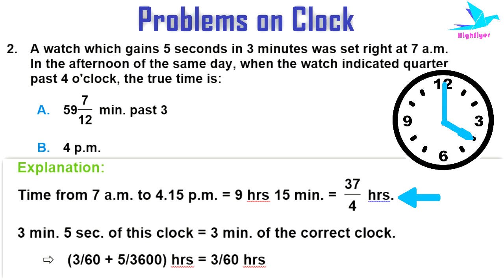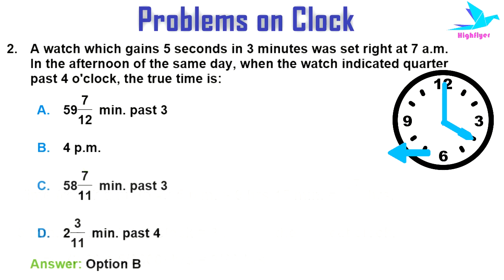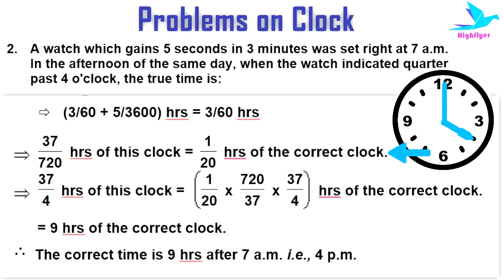Now as the condition is given that the defective clock gains 5 seconds extra from the correct clock after every 3 minutes, so 3 minutes 5 seconds of the clock equals 3 minutes of the correct clock. Now let's convert 3 minutes 5 seconds and 3 minutes on both sides into hours. That implies 3/60 + 5/3600 hours equals 3/60 hours. So simplifying that, we are getting 37/720 hours equals 1/20 hours in the correct clock.